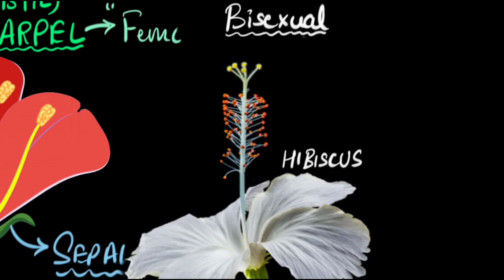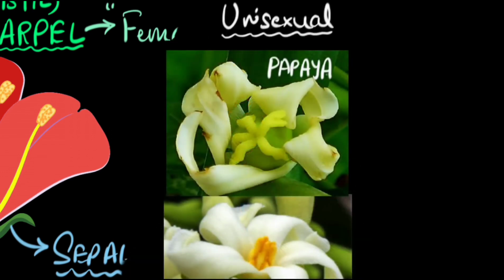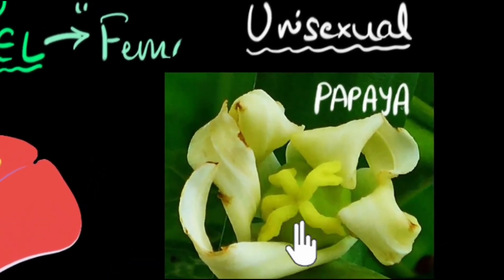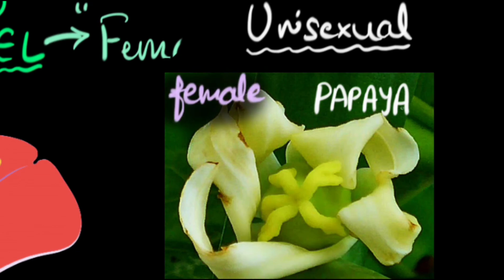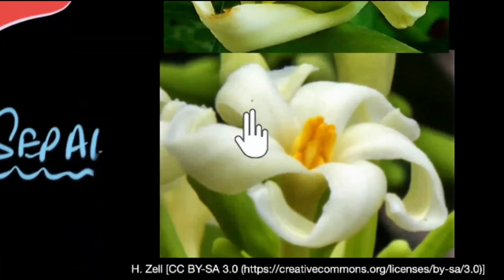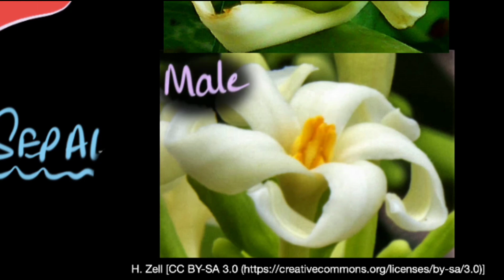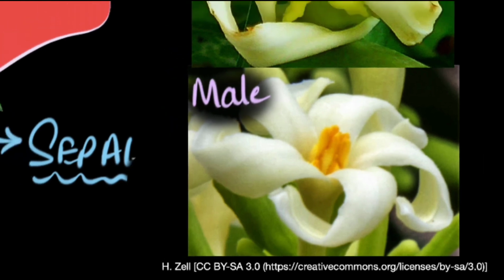On the other hand, if you look at papaya flowers, in the top flower, what you're seeing are only the carpels. Of course, there are 5 carpels over here, but only the female reproductive part is present, only one sex. Therefore, this is a unisexual flower. And since only female reproductive parts are present, we call that the female flower. On the bottom, we have another papaya flower, but this one only contains the stamens, the male reproductive part, and therefore this one is a unisexual male papaya flower.